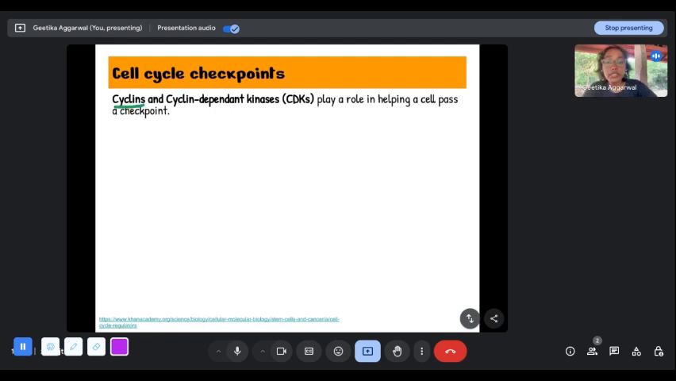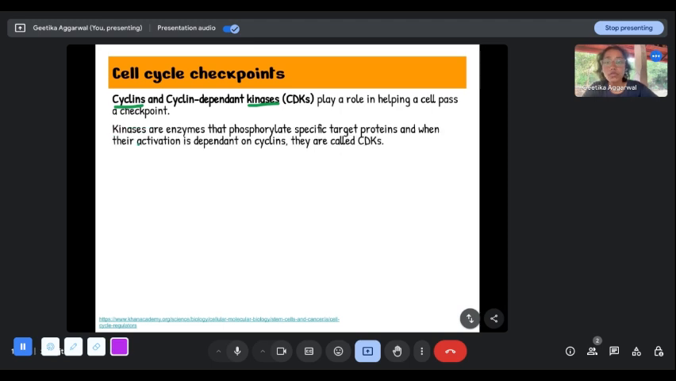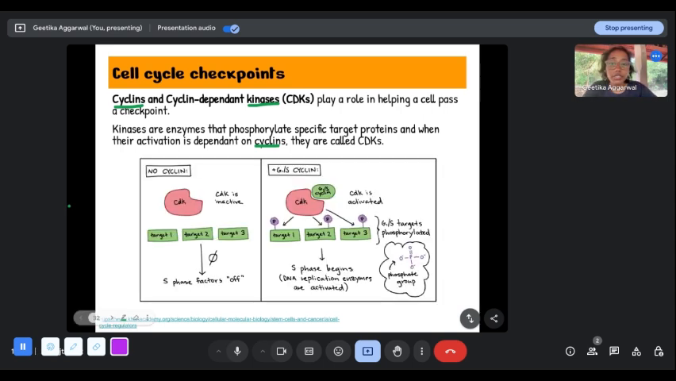Cyclins are proteins, and cyclin dependent kinases are also proteins, and kinases are responsible for phosphorylation of other target proteins. So kinases are enzymes, and these enzymes phosphorylate specific target proteins. For their activation, they are dependent on the proteins called cyclins. That is why they are named cyclin dependent kinases. So these two players, cyclins and cyclin dependent kinases, are important for a cell crossing its checkpoints.